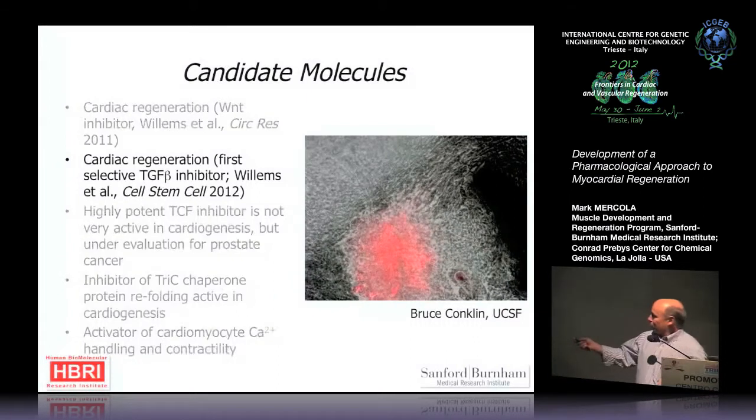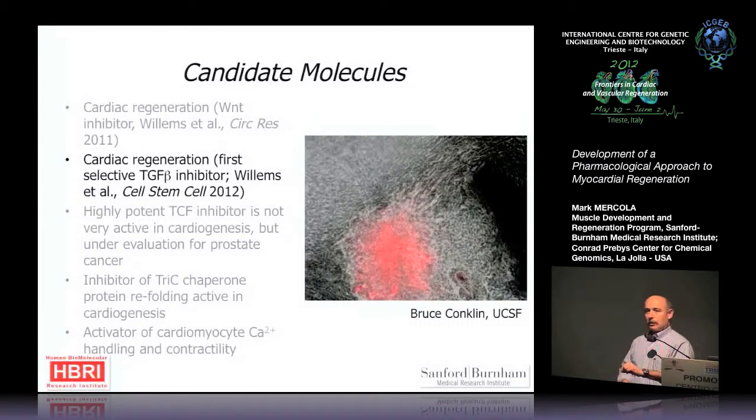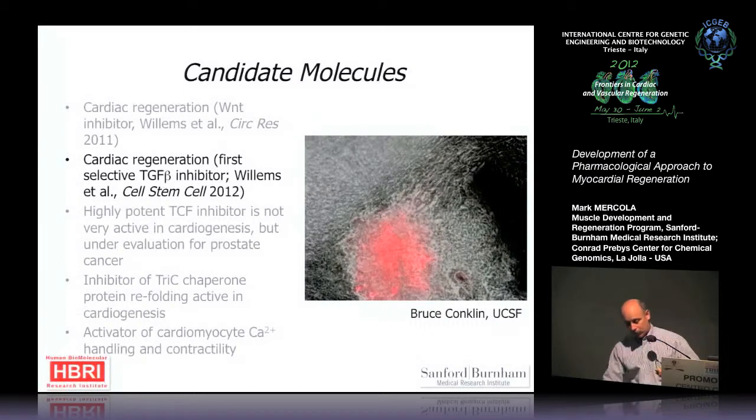By the way, this is a movie made by Bruce Conklin of one of our human embryonic stem cell lines for screening, and you can see it differentiating nicely into cardiomyocytes and other cardiovascular cells. You can also see the red fluorescence that we use, that we score in the microscope. So I'm going to tell you about, in the next few slides, a TGF-beta inhibitor that came out of these screens. This is the first selective TGF-beta inhibitor that I'm aware of. And this molecule, I think, has taught us something about cardiomyocyte differentiation that might be applicable to adult regeneration.